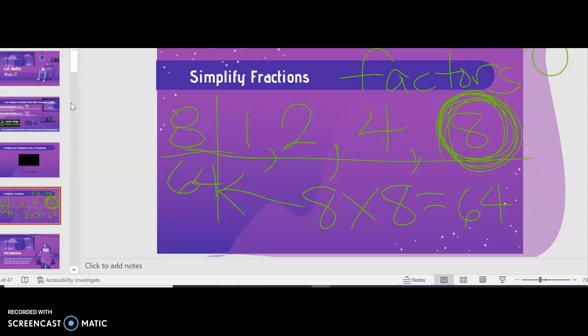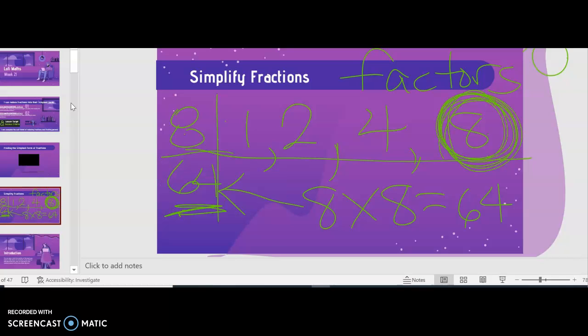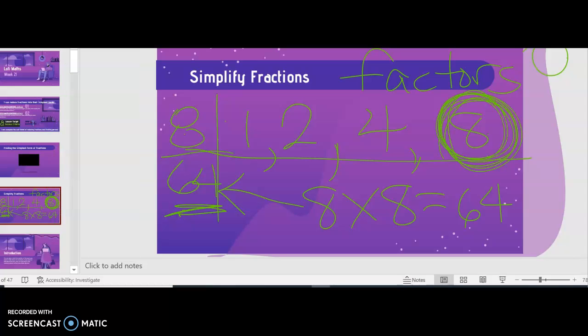See, that was kind of easy. I didn't even have to list all my factors of 64. I just had to see the largest factor of 8 and see if it was a factor of 64. And now that I know that it is, I can now simplify it, and the only thing I have to divide by is 8. So let me show you how I do that.